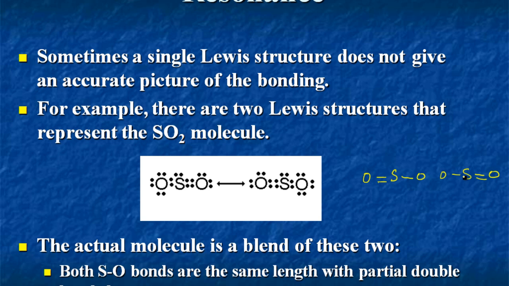When we have more than one Lewis structure, remember in the lab you also had a couple of other examples where you had more than one Lewis structure, right? Like NO3 minus was another example. So when we have structures like this, we will call this phenomenon resonance.